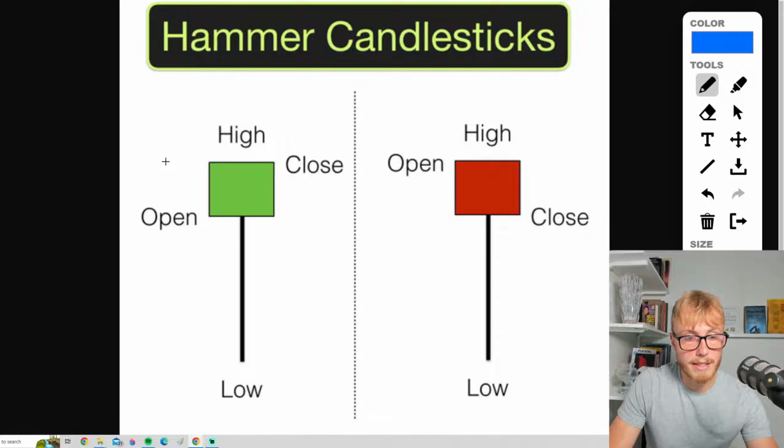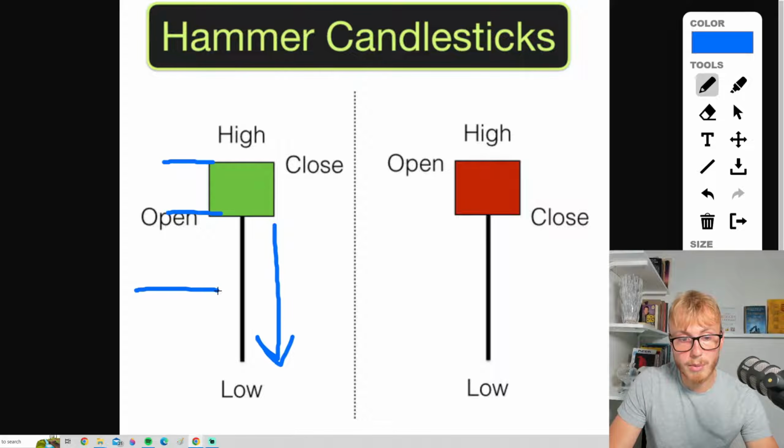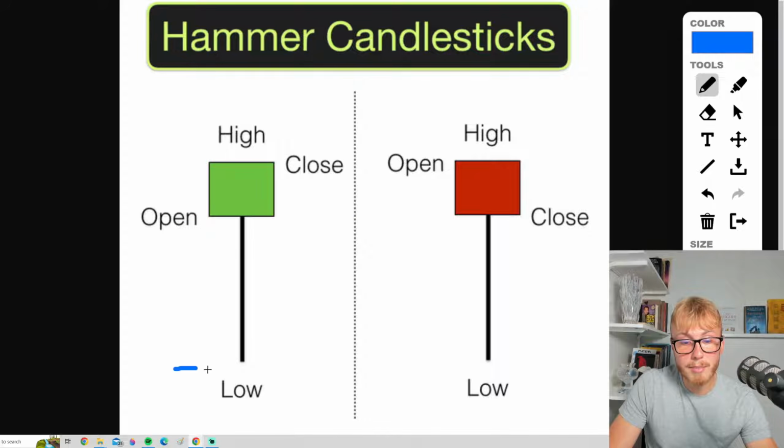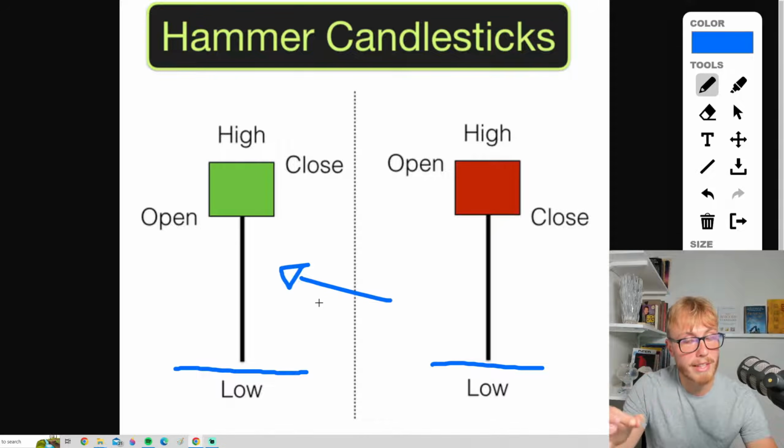To find this pattern, you need to look out for a candlestick with a small real body and a long lower wick. The candlestick wick of the hammer should be at least twice as long as the real body. The candlestick can be either a green candle or a red candle, but the green candle is a bit more bullish. It is a bit stronger and more effective than the red one, but even if we have a red candle, it still counts as a hammer.